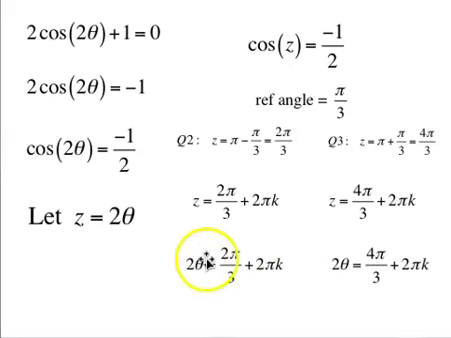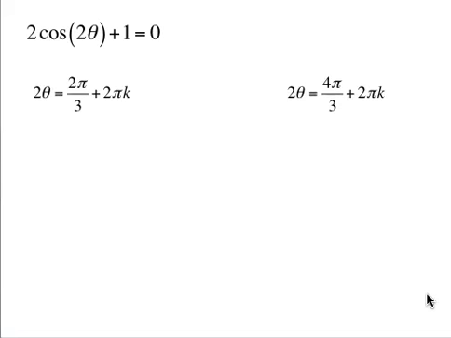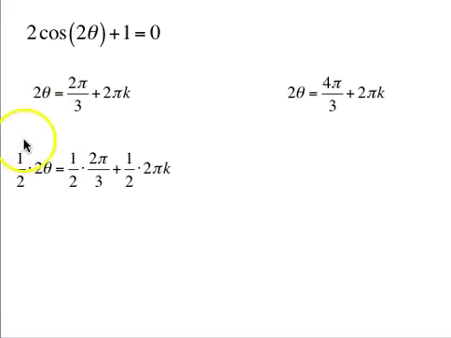To solve for theta, multiply both sides by 1/2. I have these two equations, and multiplying both sides by 1/2 will enable me to solve for theta. So here's where we are. In our first case, multiply this by 1/2, this by 1/2, this by 1/2. A half of 2 theta is theta. A half of 2 pi over 3 is pi over 3, and a half of 2 pi k is just pi k. So we get theta is pi over 3 plus pi k on that side.